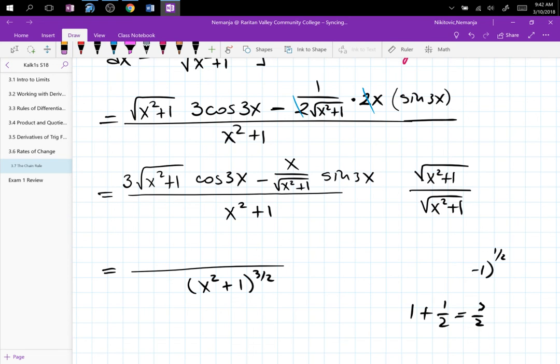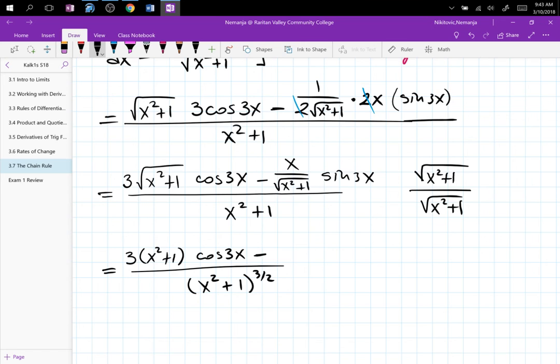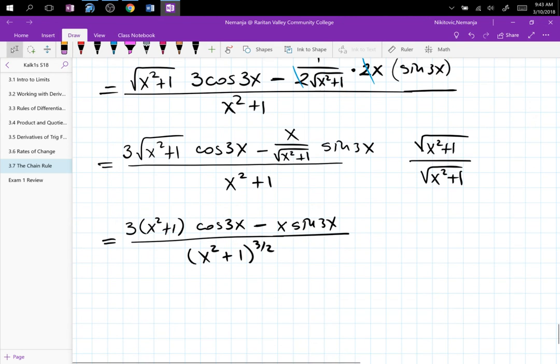In the numerator, this works miracles. Look at this. Square root times the square root becomes 1. So this is 3 times x squared plus 1 cosine 3x minus, and over here they cancel. So I just have x sine 3x. And I eliminated the double fraction, which is good. And this is it. Now you set it equals 0 and you keep solving this thing, but we don't have to anymore.